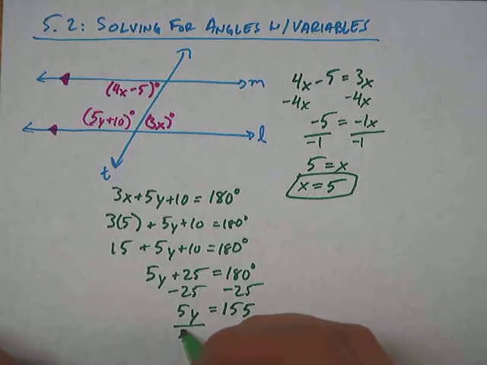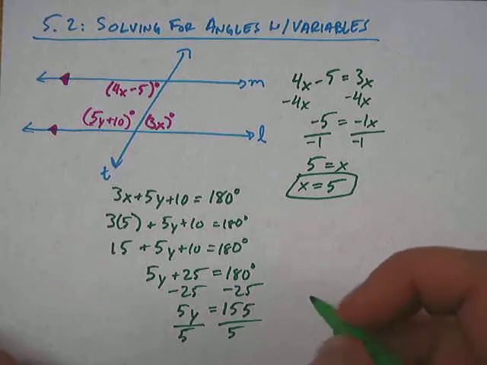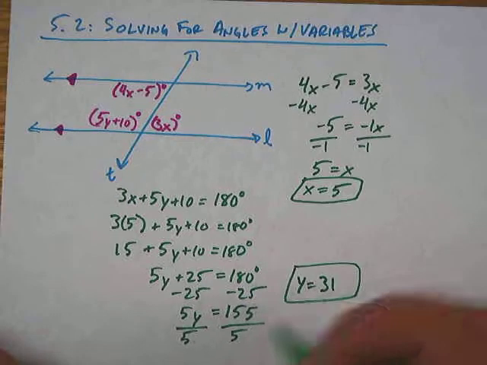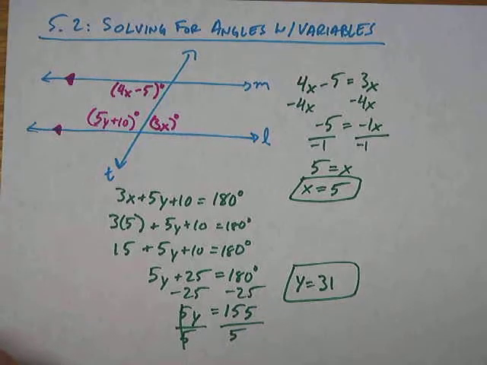And we can divide by 5 on both sides, which should give us that y is 31. So there we go, we've solved for both variables.